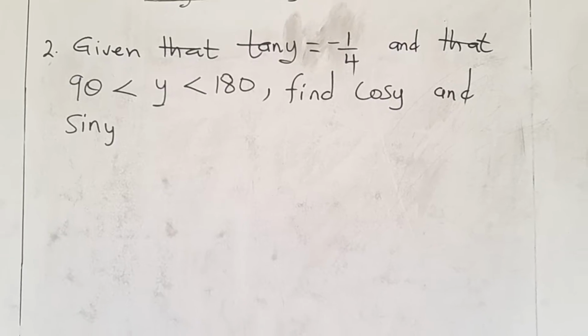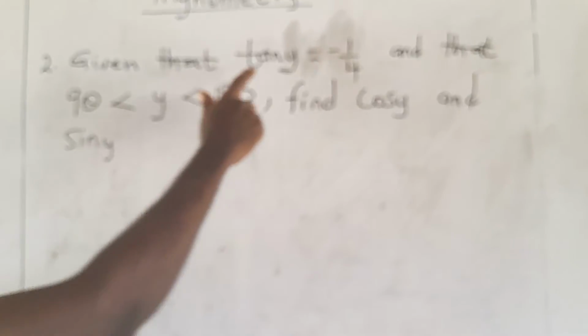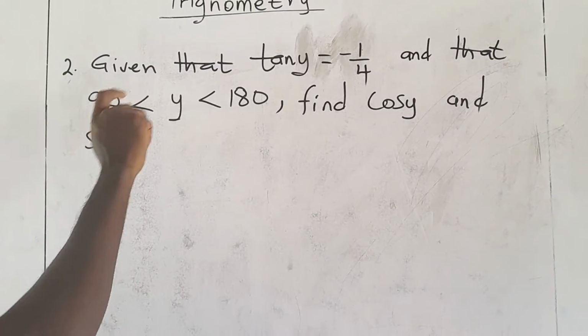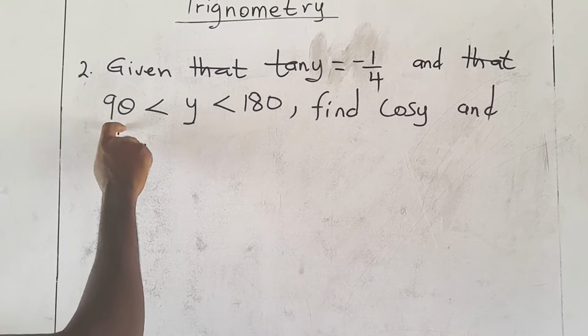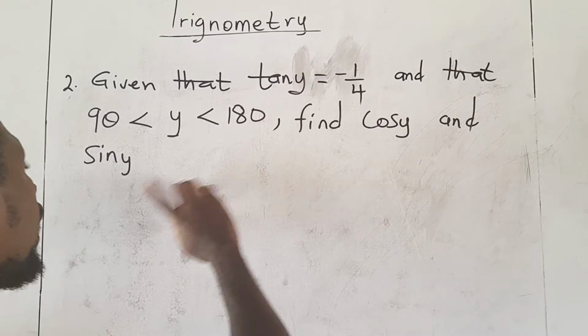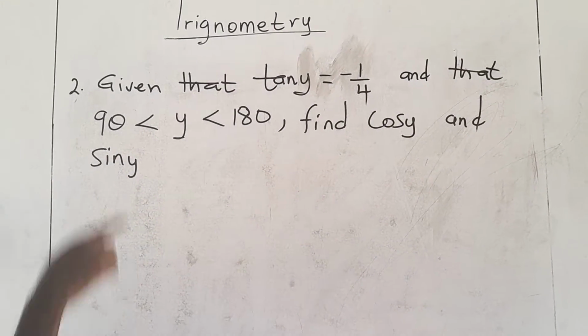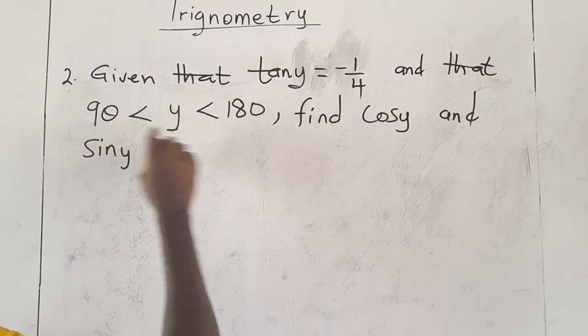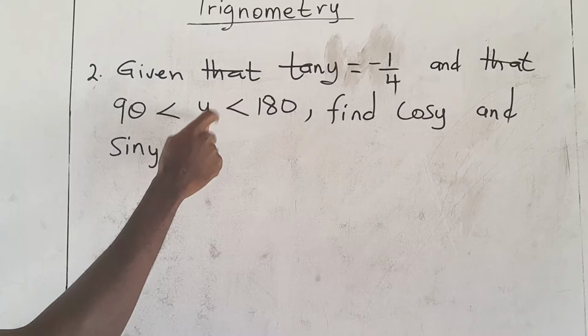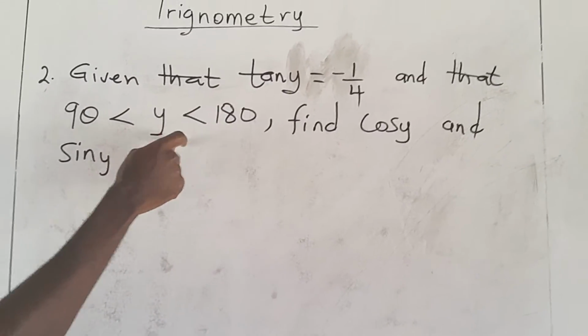So let's solve our second question. It says, given that tan y is equal to negative 1 over 4 and that y is greater than 90 but less than 180, we should find cos y and sin y. So this interval given indicates that y is found in the second quadrant.